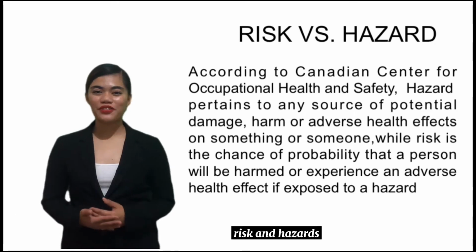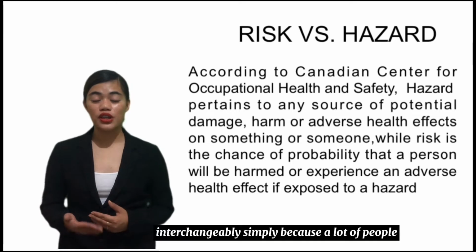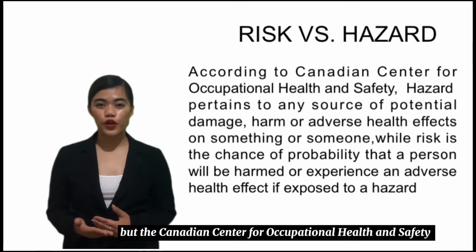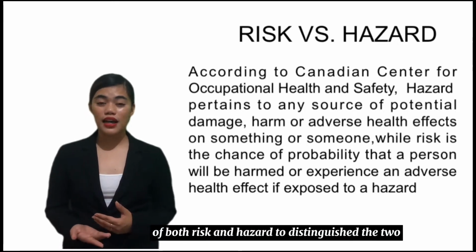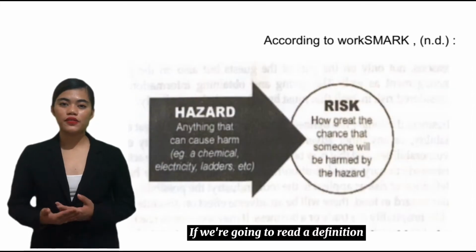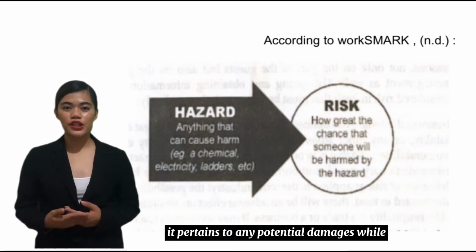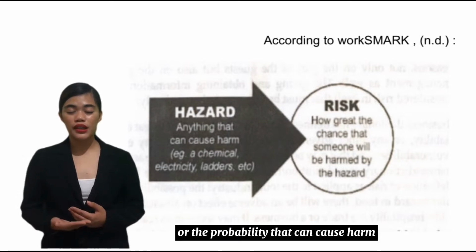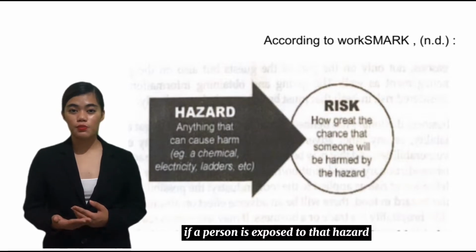Now, we will define risk and hazard, because there are instances when risk and hazard are used interchangeably, as a lot of people think they are the same. But the Canadian Centre for Occupational Health and Safety gave a concrete definition of both to distinguish the two. A hazard pertains to any potential damage, while risk is the chance or probability that harm can be caused if a person is exposed to a hazard.